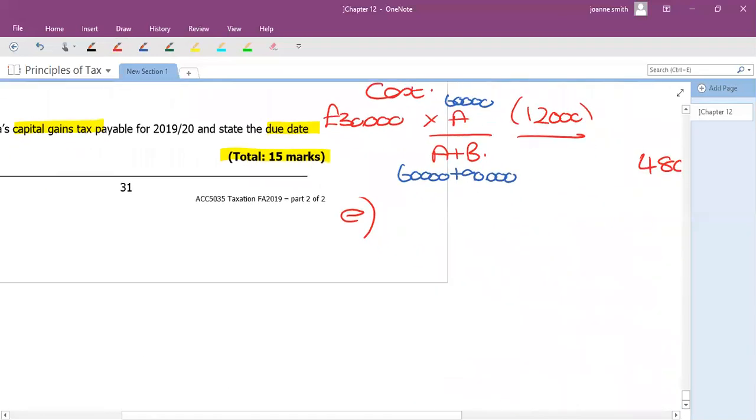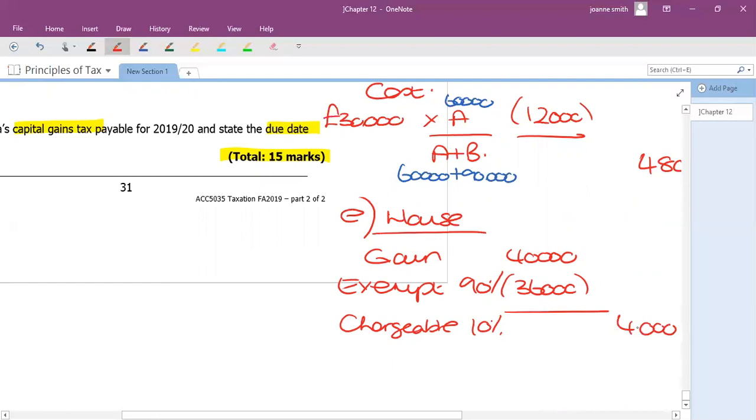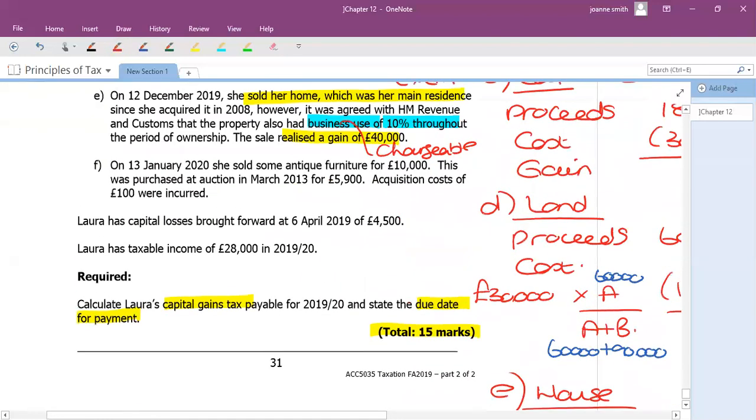So let's write that down. We've got a gain of 40, exempt 90%, and chargeable is the 10%. So I pay tax on 4 because that element of my house has been used for business purposes.